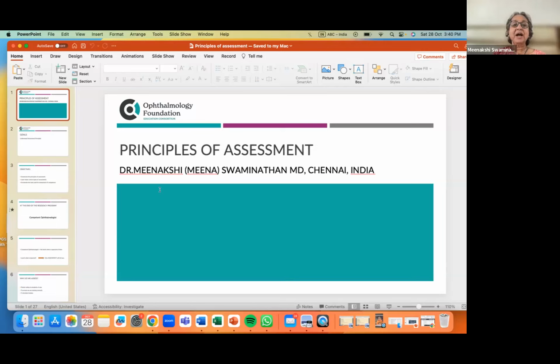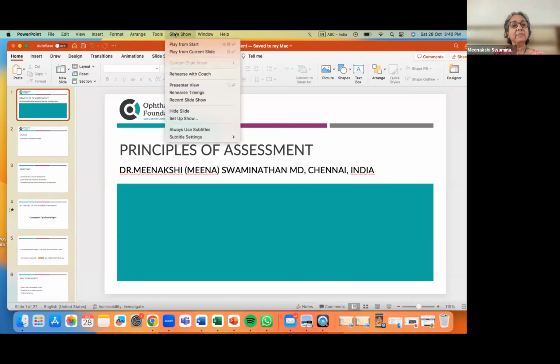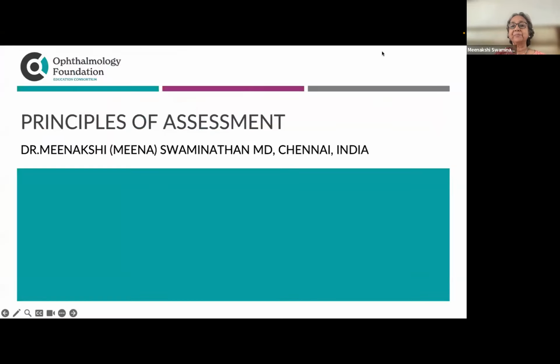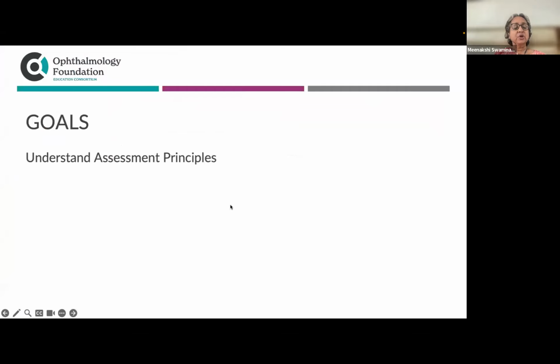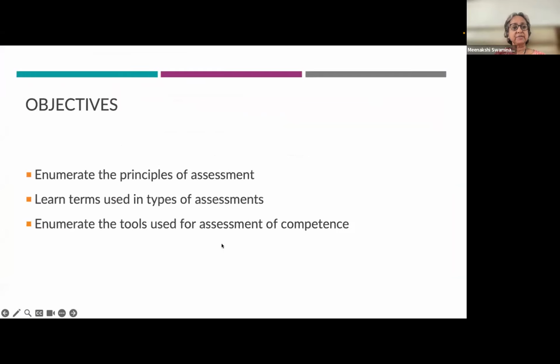I will today be talking to you about whatever I know, the important aspects of the principles of assessment, because assessment is the theme for today. So the goals of this talk are to understand assessment principles. The objectives are to enumerate the principles of assessment, learn terms used in the types of assessments, and enumerate the tools used for assessment of competence.